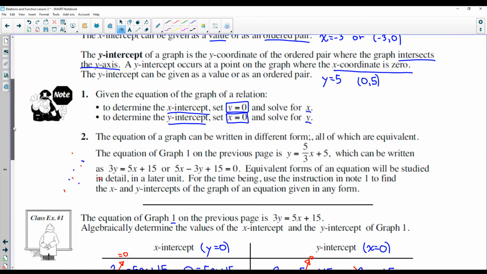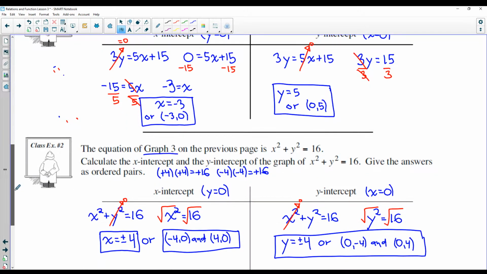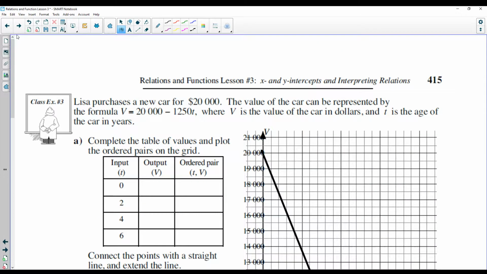So that's how you figure out the x and y-intercepts algebraically. Whether you do x or y-intercepts, you write down the equation that's being used to describe the graph you see. And if it's an x-intercept, you plug in y equals 0 and solve for x. If it's the y-intercept you want, you plug in x equals 0 and then solve for the value of y. Let's go to the last page now.